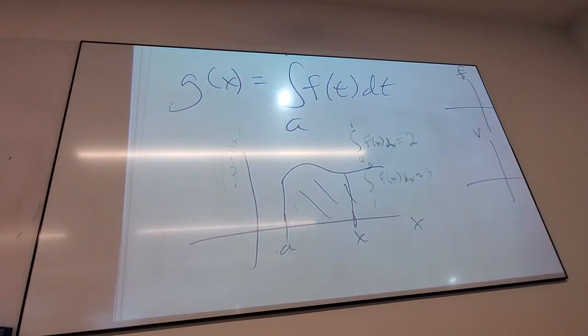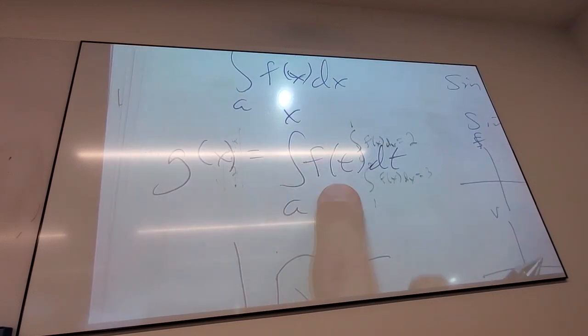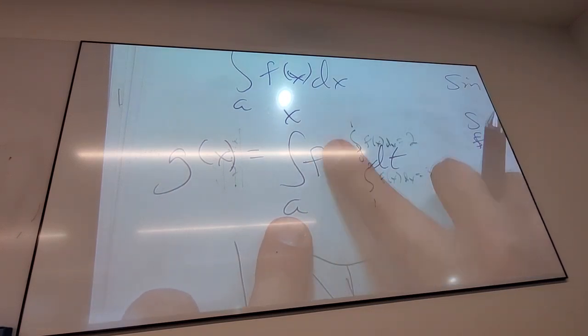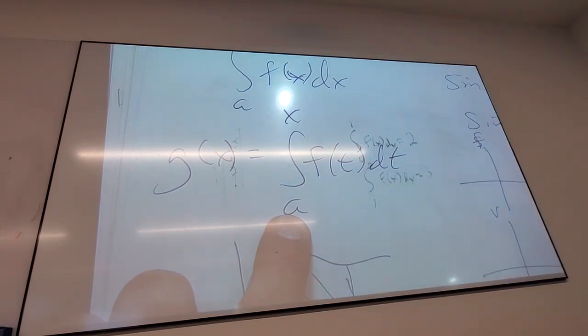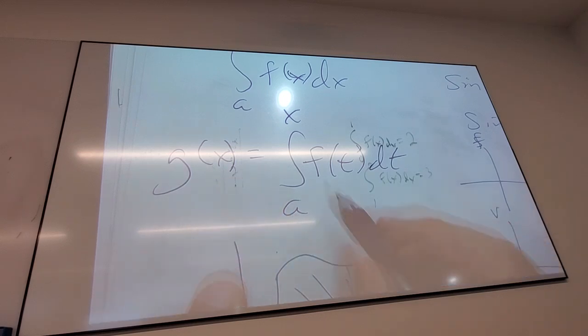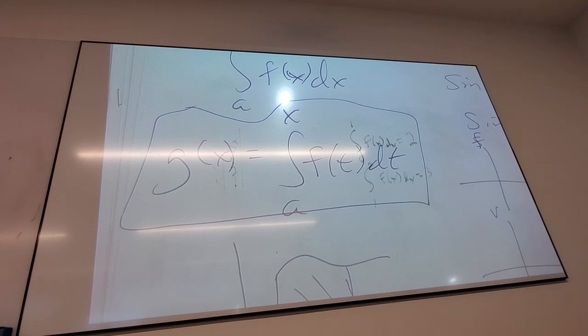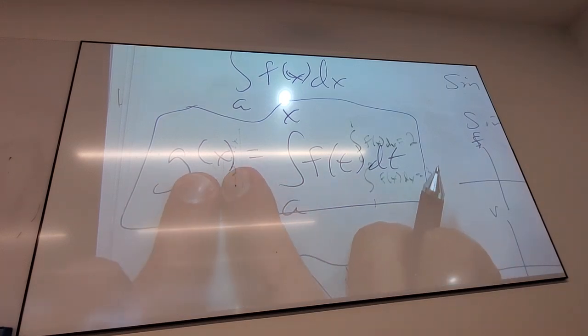I can't let X do multiple things all at once. I don't know if you guys are really, really with me here. So all this says is, give me a function, give me a starting point, and then tell me how far to go, and I'll get the area. So what changes in this expression? What can I change? Which variable? X. I can change X.